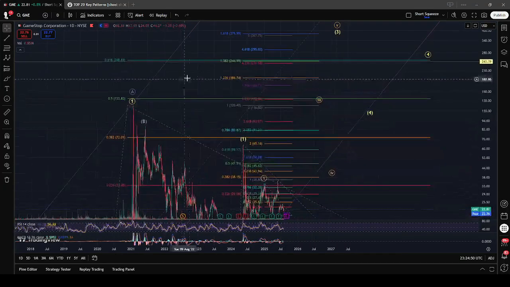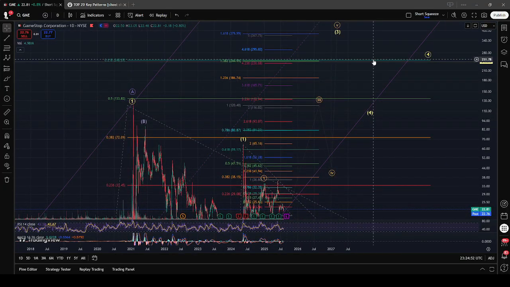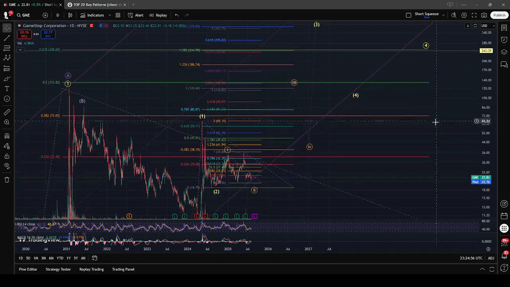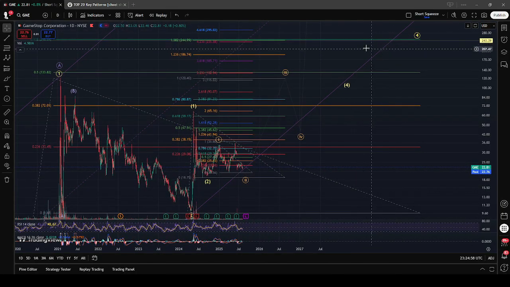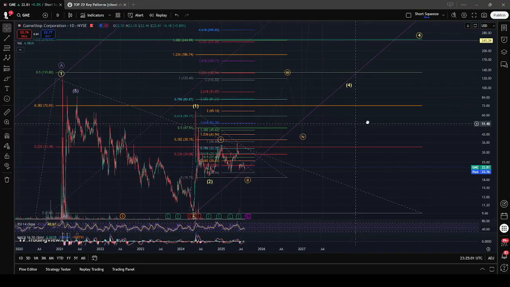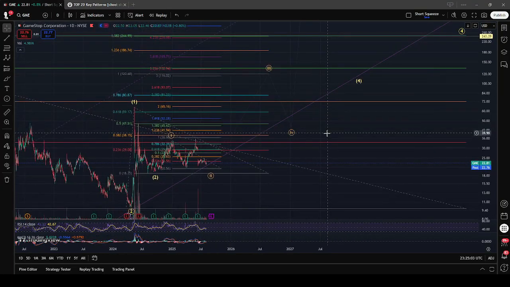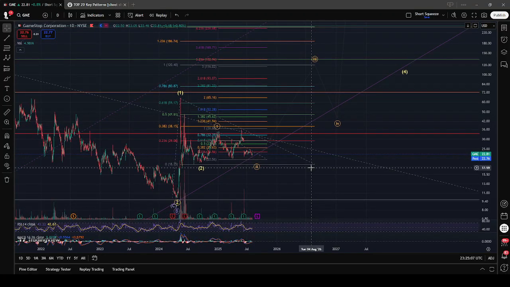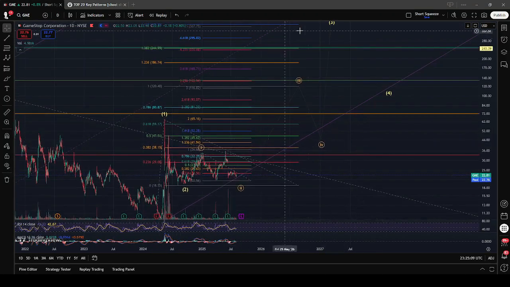240, right? This price target that we have here, it is going to get there. It's just a matter of time. It will get there eventually, whether it be days, months, weeks, years even. I highly doubt it will take that long, but it will eventually get there. It's just how does it develop that structure to get there.